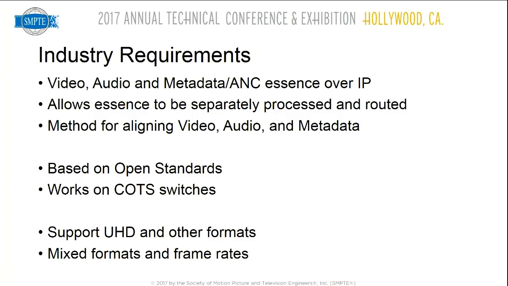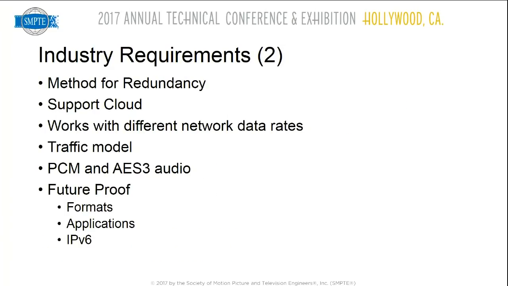We want to base these on open standards. We want to use standard off-the-shelf switches. We need to support UHD and future formats, mixed rates. We need some way to handle redundancies. So when there are bit errors, how do we make sure there are no dropouts? We want to support the cloud. We want to work with different switches. You might have a 10 gig switch today, 100 gig switch tomorrow, something else in the future. So we have to make sure whatever our solution is can handle these different rates.